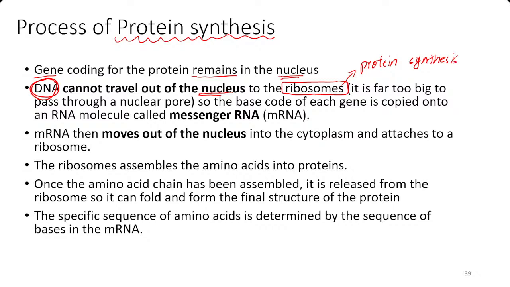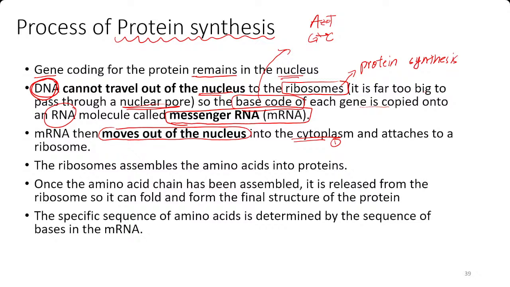So yes, the DNA is far too big to pass through a nuclear pore. So the base code of each gene is copied onto an RNA molecule called the messenger RNA. Okay, so what it's saying is that because the DNA is too big to travel out of the nuclear pore itself, the base codes, which we learned were what? A, T complementary, C, G complementary. They are copied onto something called the mRNA, and then the mRNA moves out of the nucleus into the cytoplasm. Saying into the cytoplasm also has a mark on its own, and then it attaches to the ribosome.